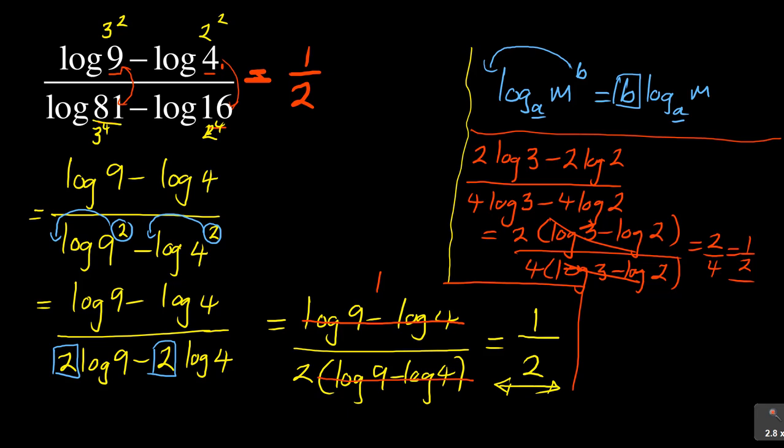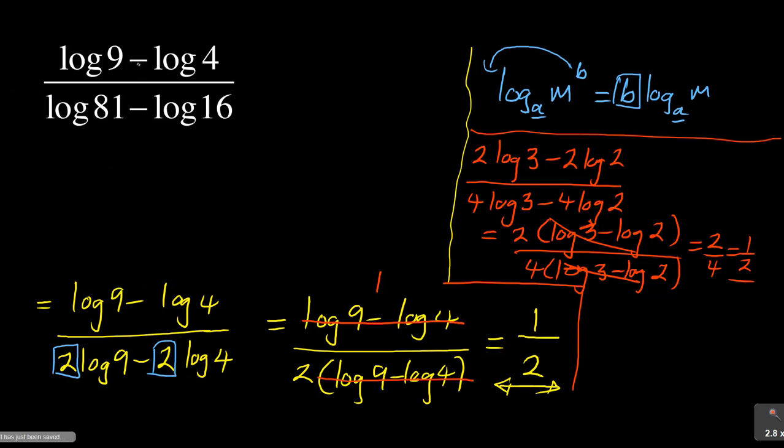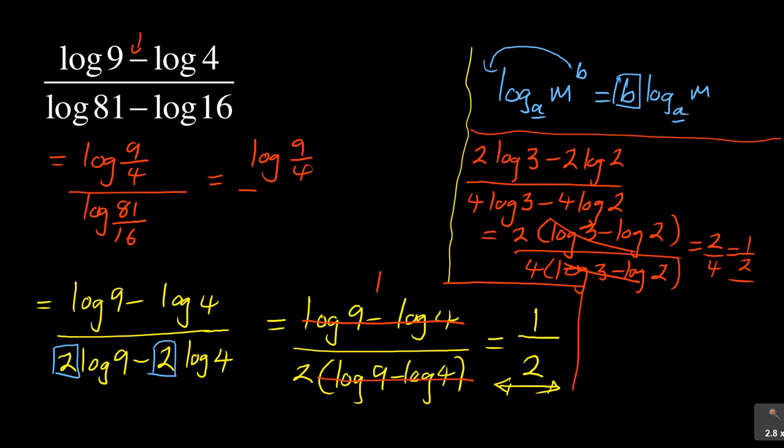Or alternatively, someone would have approached it from the top here, applying the laws of logarithms. Remember, when you use the laws of logarithms, when you subtract, you divide, so it was going to be log 9 over 4, over log 81 over 16. Remember, these are laws of logarithms, which is equal to log 9 over 4, and then over log 81, which we said is 9 squared, over 16, which is 4 squared.